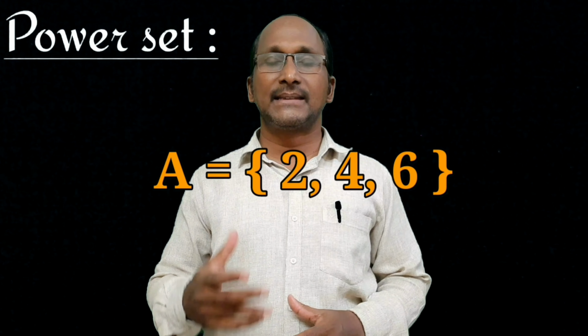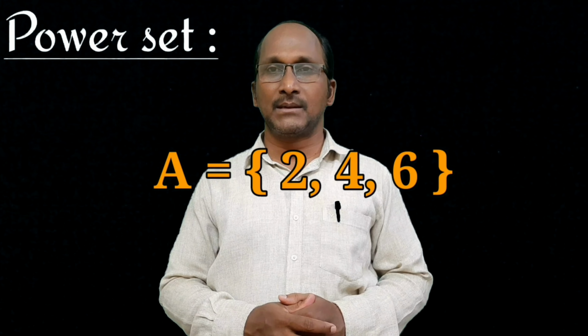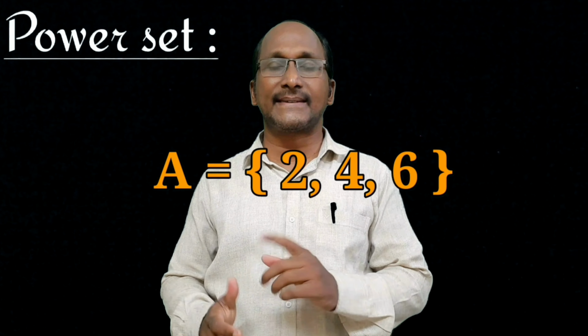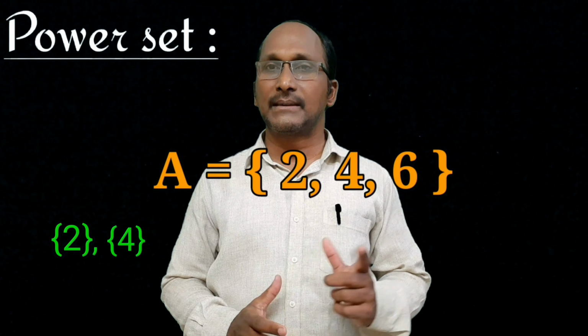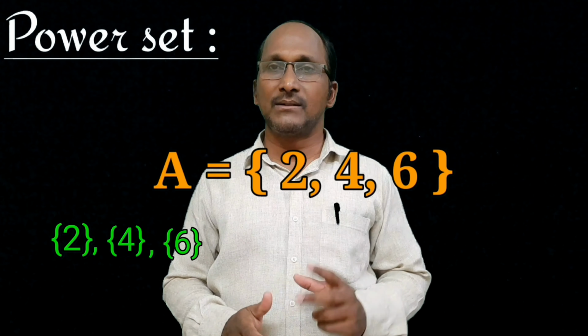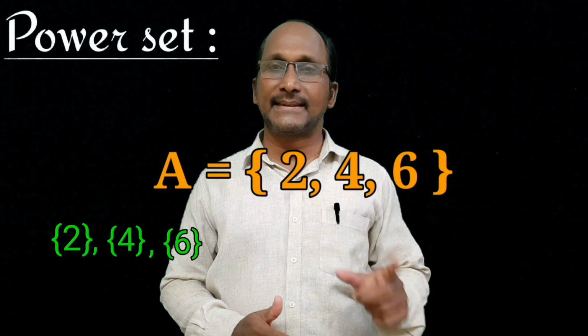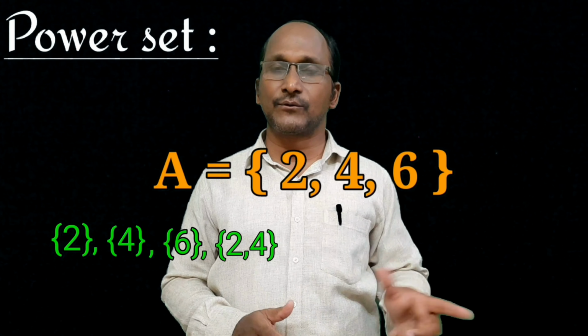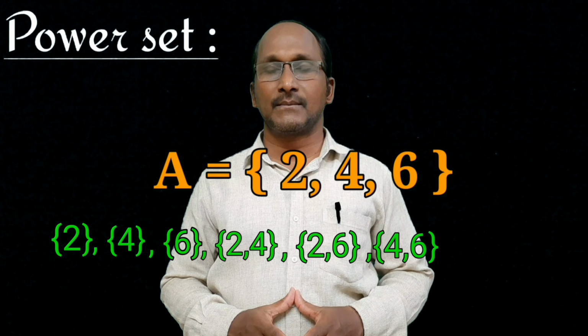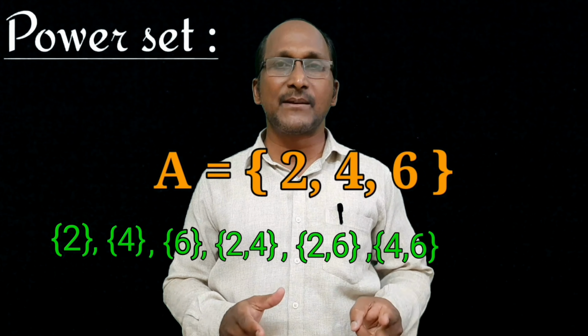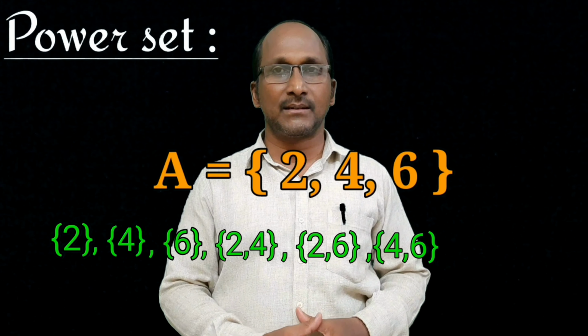Now let us write the subsets of A. First let us write the subsets with the single elements. Set of 2, set of 4, set of 6. Now let us write with the two elements, set of 2, 4, set of 2, 6 and set of 4, 6. Let us write with the three elements. Three elements means the same set you will get.